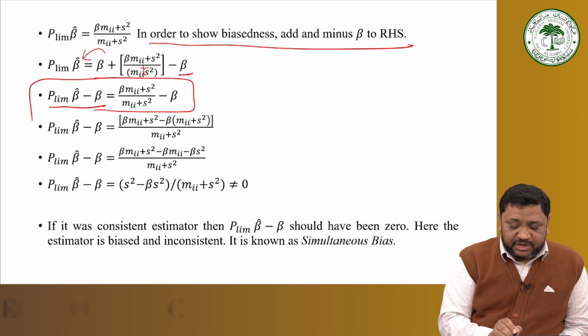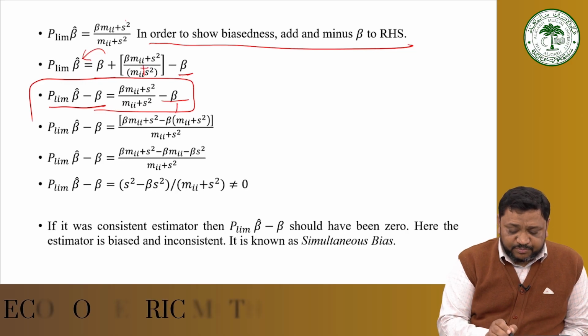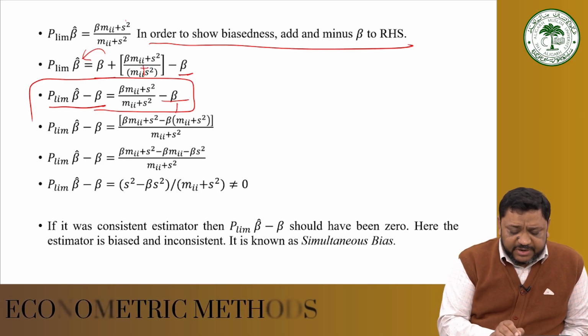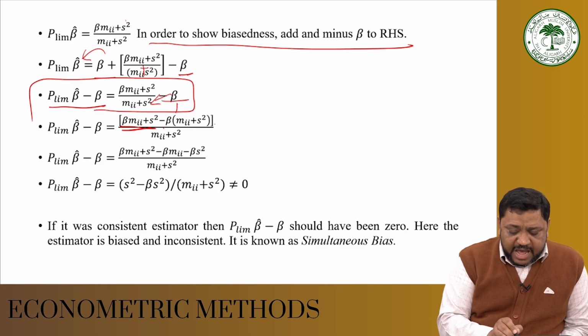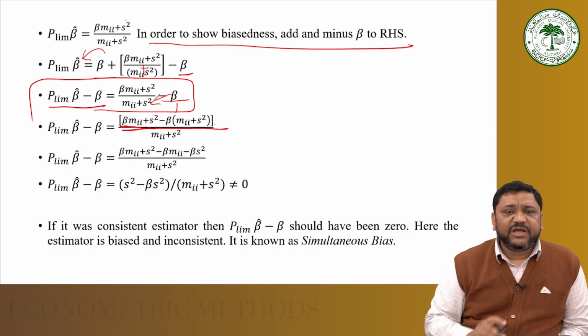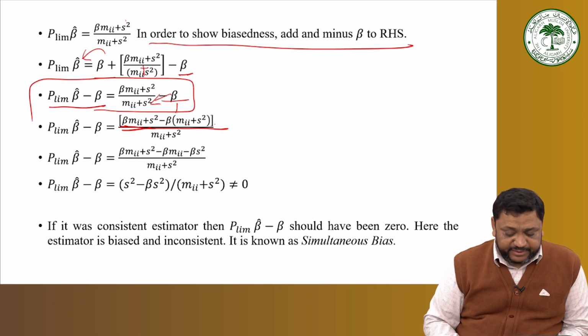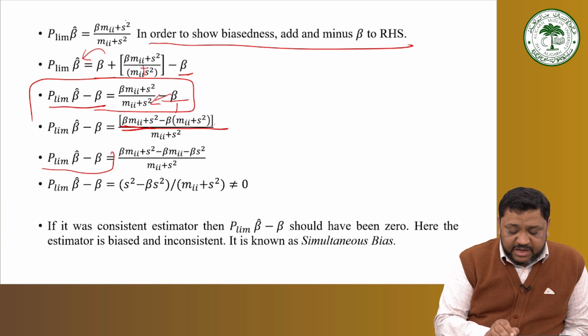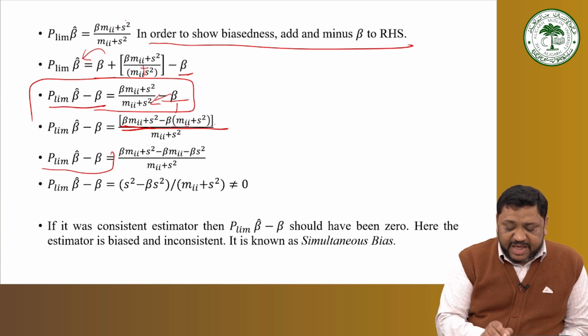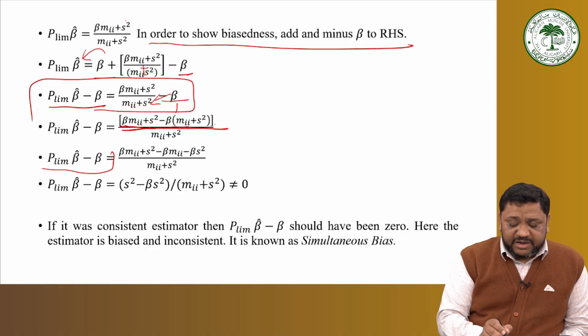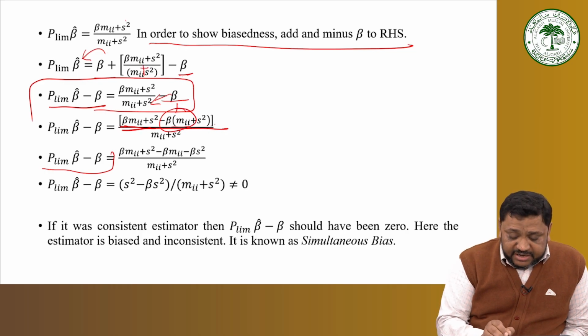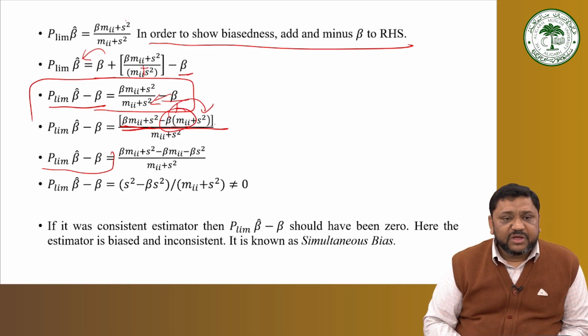Now, since it is in the denominator and there is 1 over here, we apply this simple algebraic process. So what we get, beta mii plus s square minus, we multiply this with this, beta multiplied by mii plus s square, and for the entire term we write in the denominator mii plus s square. So plim beta hat minus beta, we open the bracket and accordingly adjust the sign. So it becomes beta mii plus s square minus beta mii minus beta s square divided by mii plus s square.